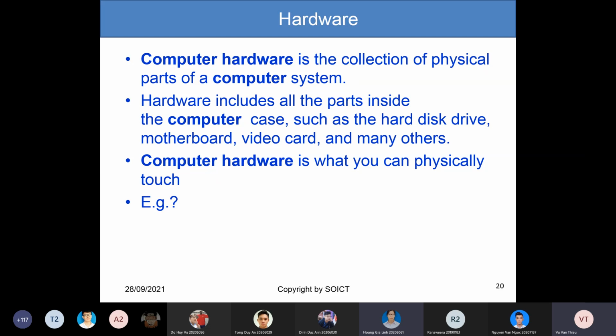Okay, very simple. Computer hardware examples: monitor, right? Keyboard, mouse, yes. Speaker, right? Or some equipment inside the case, that is RAM, right? ROM, something inside the computer case. That is computer hardware. So hardware is things that you can physically touch, you can see, you can bring. Okay, that is hardware.